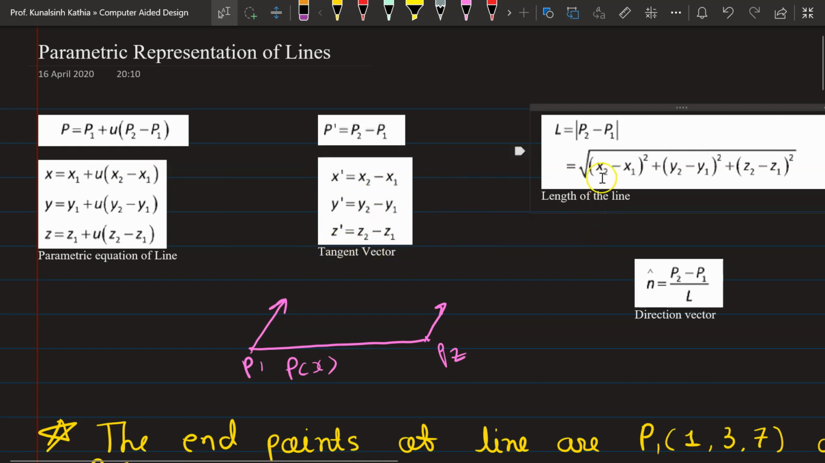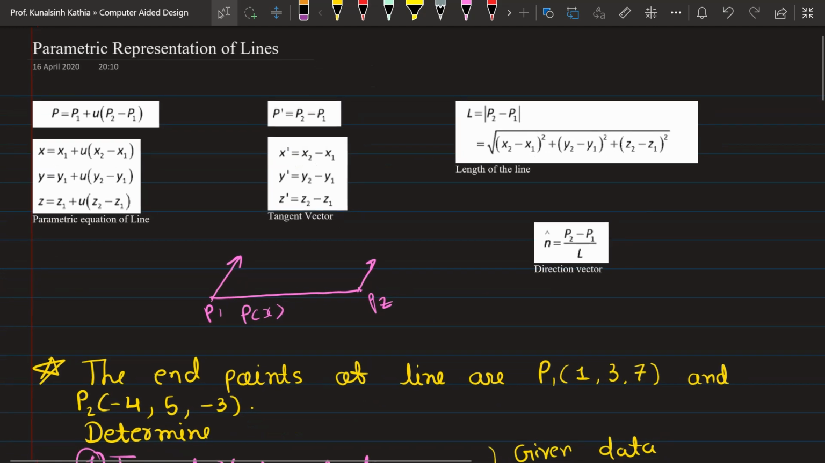If I want to find the length of the line, then the equation is here. And if I want to calculate the direction vector of the line, then this is the equation: P2 minus P1 divided by l. So I have just given an idea about those equations. You can note them down in your notebook. In future, if you are doing a numerical, it will help you. Now let's move on to the numerical.